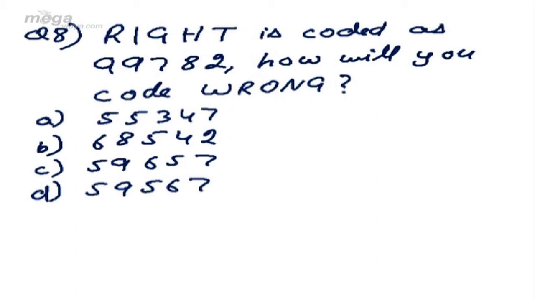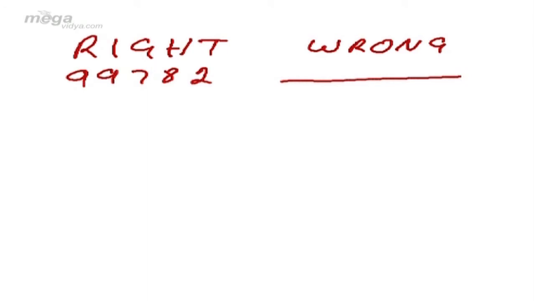Eighth question is, right is coded as 99782. How will you code wrong? The 4 options are given to us. Now all the letters are coded in numbers, and this time if we analyze, few things can be taken out right away. I is our letter number 9, therefore 9 is written. G is our letter number 7, therefore 7 is written. H is our letter number 8, therefore 8 is written.